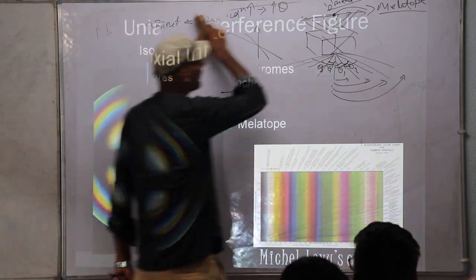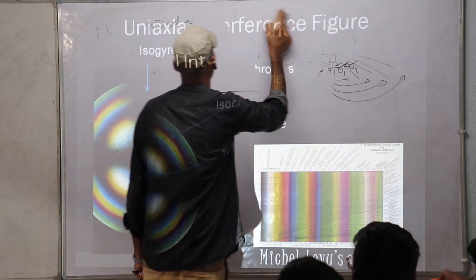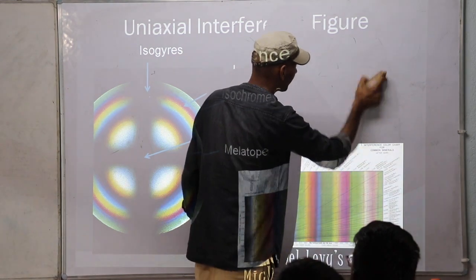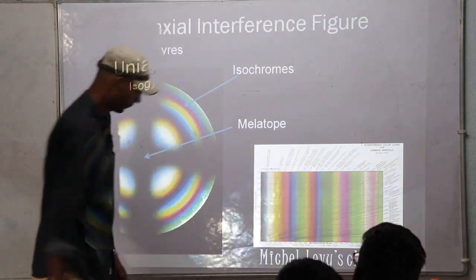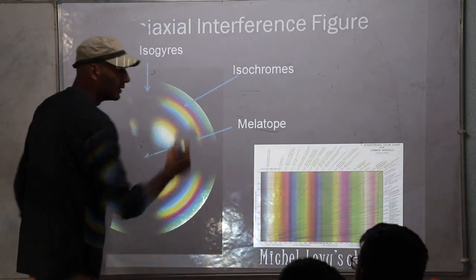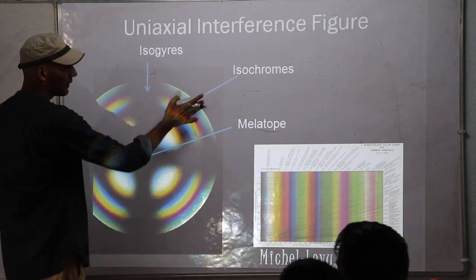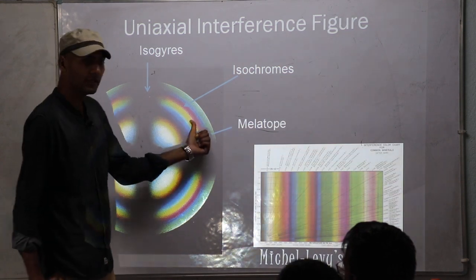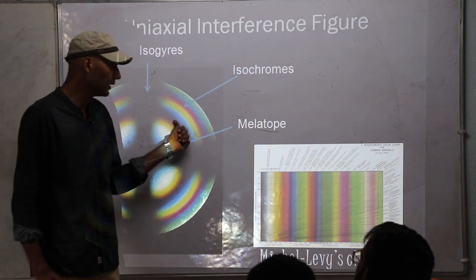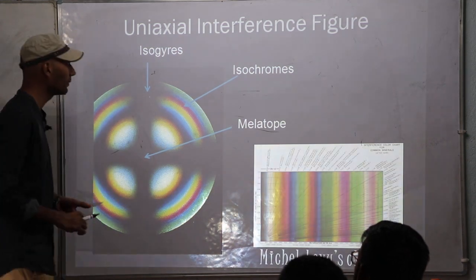So you can see what the parts of an interference figure are. You can see the center part, known as melatope, which is the zero retardation point. Moving away from the melatope, you find colored rings which are increasing in order. Those are known as isochromes. How to define their order? By using the Michel-Lévy chart. The Michel-Lévy chart is used for defining the order of interference color.